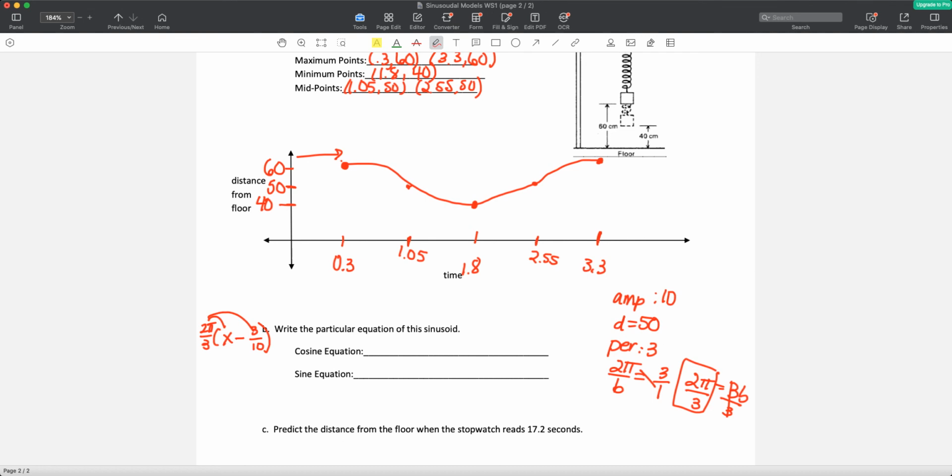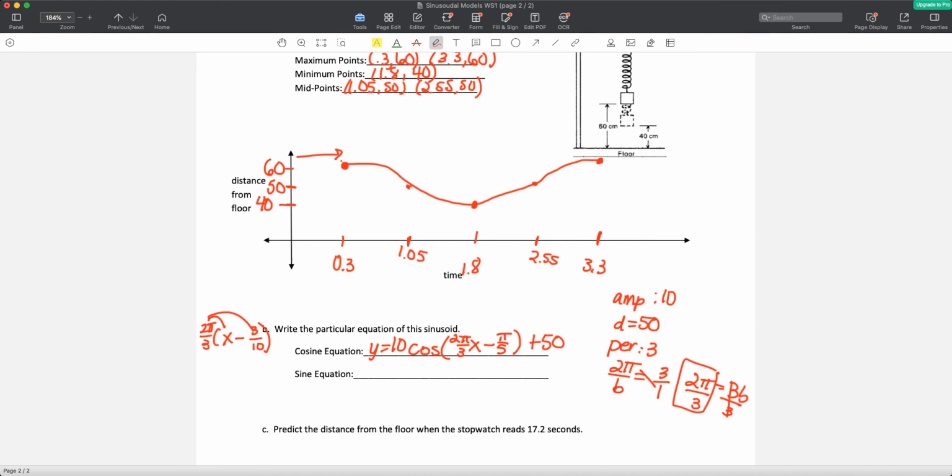And it's a maximum, so I'm going to have y equals positive 10 cosine. Now when we distribute, we'll get 2 pi over 3x minus, now when I distribute to the second part, those 3's are going to cancel, and you're going to have a 2 pi over 10, which reduces to pi over 5. And then don't forget your plus 50 on the end of that.